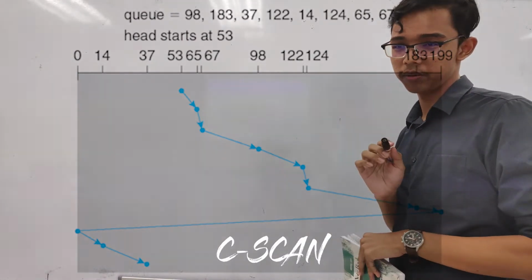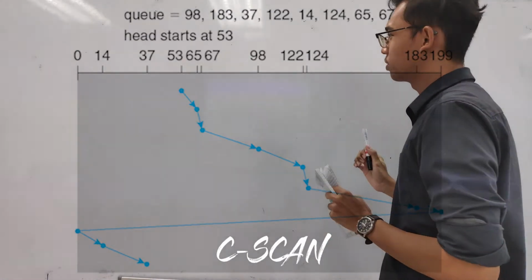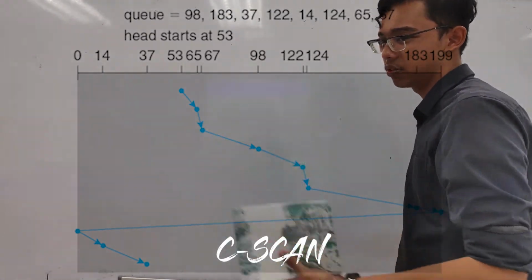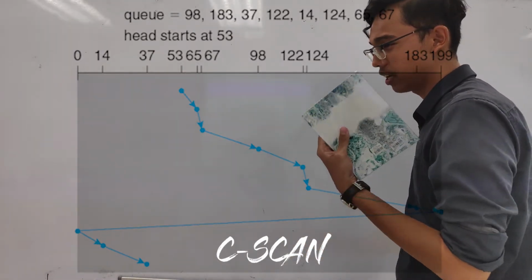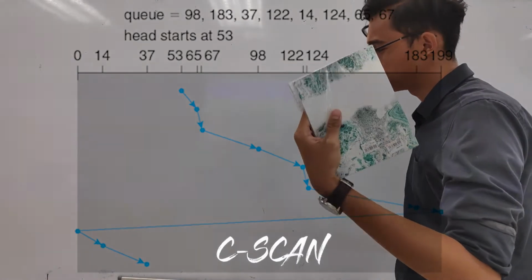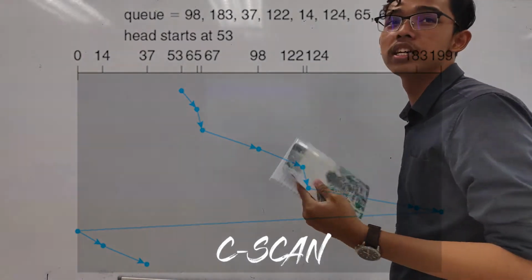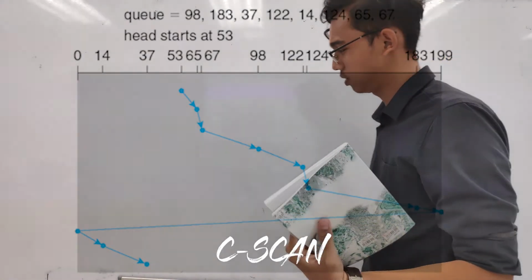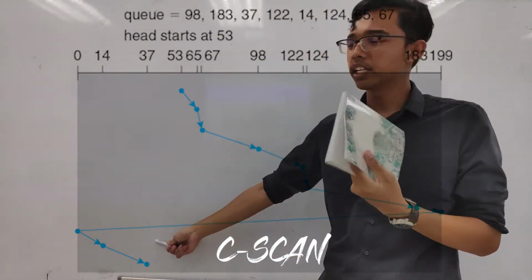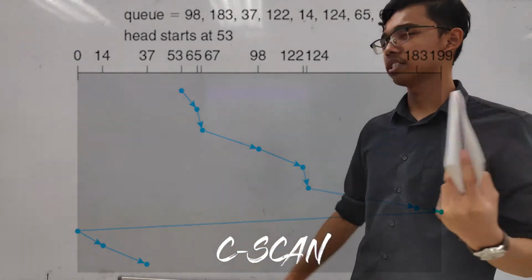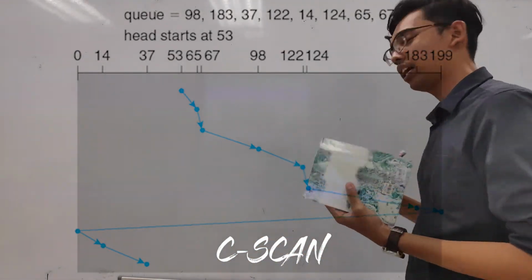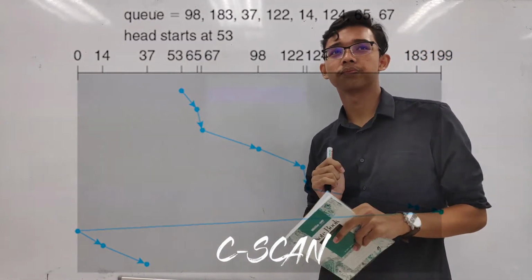But for SCAN, we move backward until 0, while this one moves forward, so we must move forward until the end, which is 199. And after that, if we don't have any number after the 53, then we move backward to 0. Then we move forward to 14, and finally 37. That's all for C-SCAN. We move forward until the end, then start over with 0.